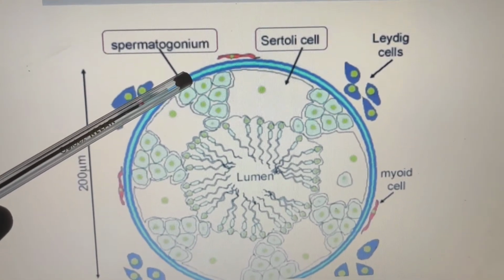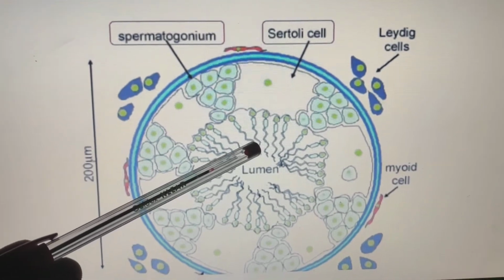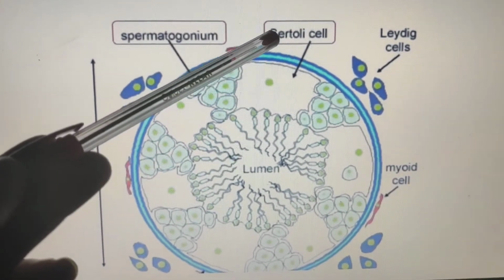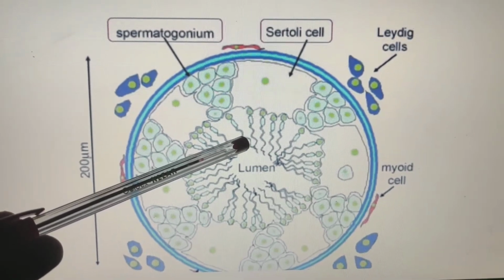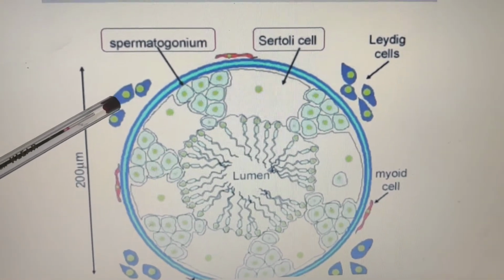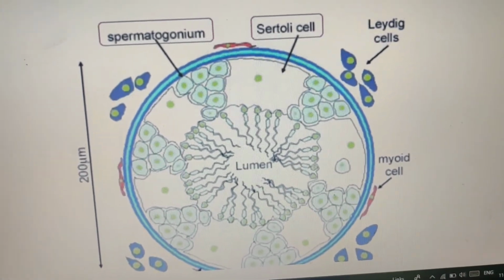Function of germ cell is to give rise to spermatogonium and then further the male gamete, sperms. Function of Sertoli cells is to provide nourishment for the developing sperms. The function of Leydig cell is to produce testosterone, the male hormone.